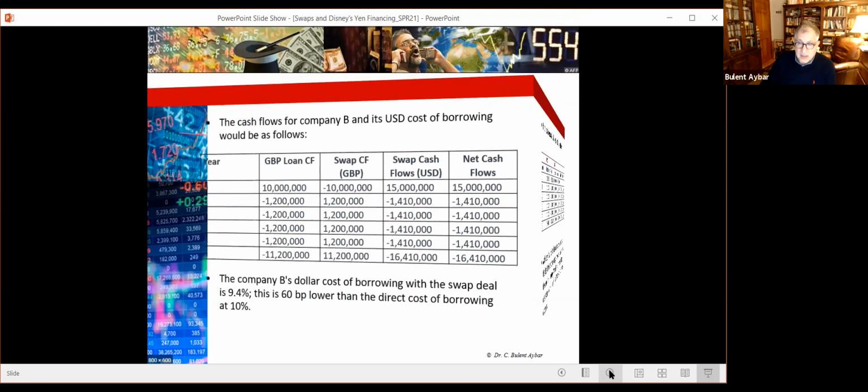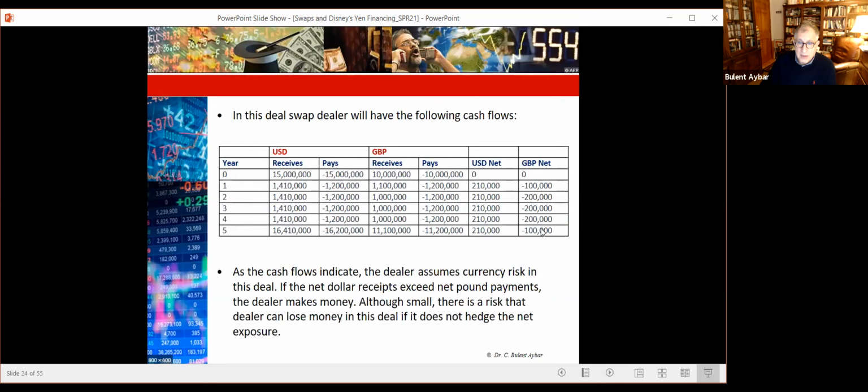And the dealer itself retained some of the payments. As you can see in here, for the US dollar, it received 15 million from company A, but paid out that 15 million to company B.